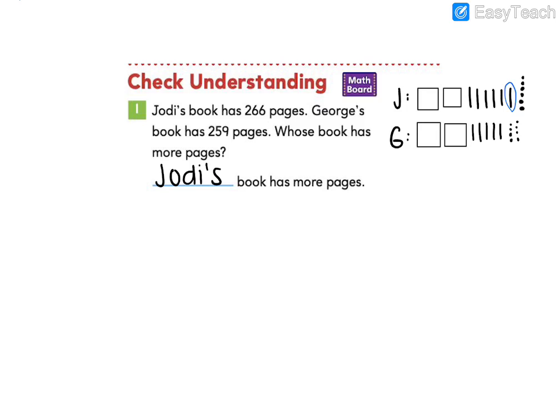Even though George has more ones than Jody, because Jody has one more ten than George, her number is greater, because 10 is greater than the number of ones that George has more than Jody. That's why we always start with the greatest place value and move over to compare numbers.